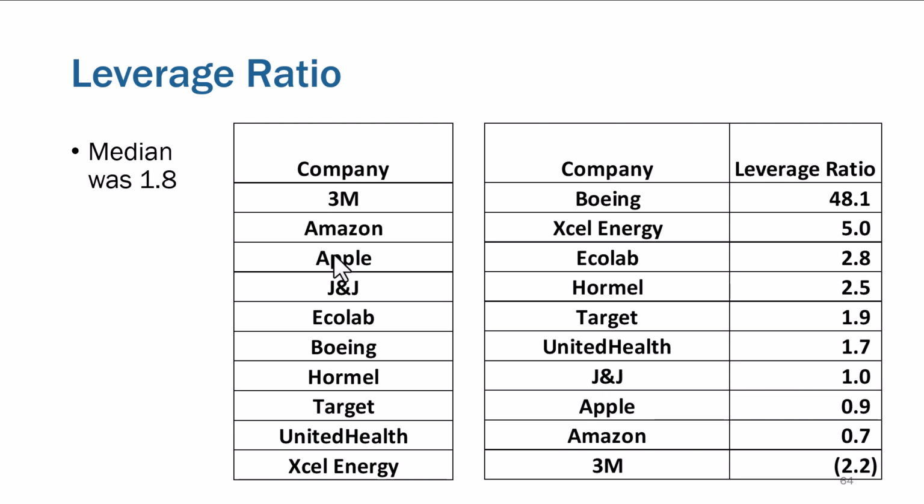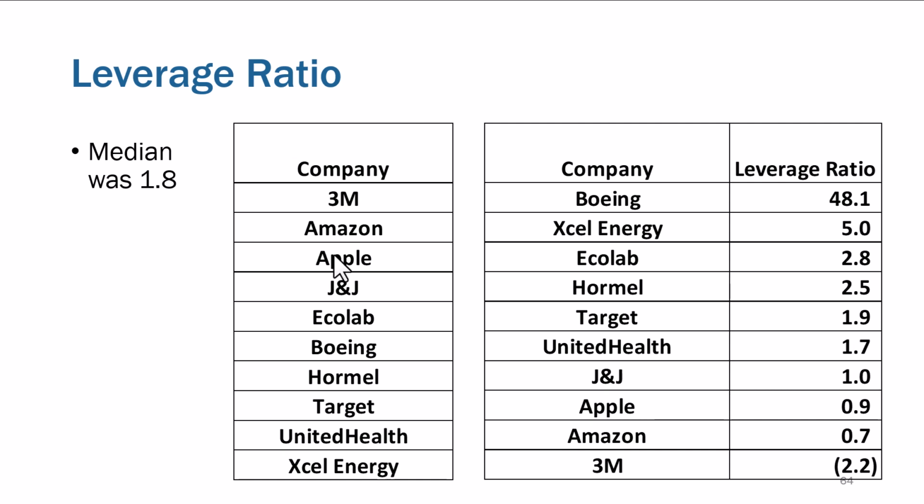But Xcel Energy, they have a lot of debt to finance all of their assets. They got a lot of fixed assets and infrastructure, as does Ecolab as an example. So they have high leverage ratios. High leverage ratios, that just means you have a lot of debt, right? And you might have higher interest rates as a result of it.